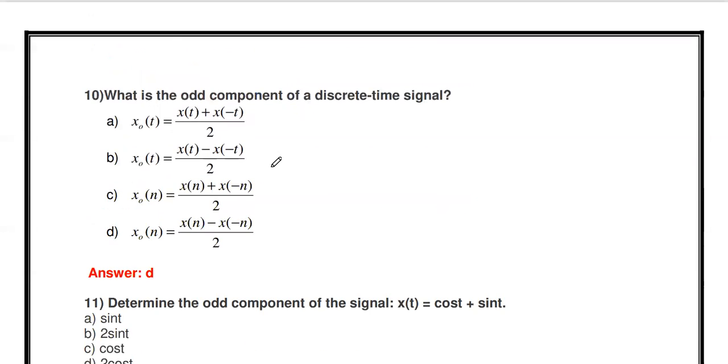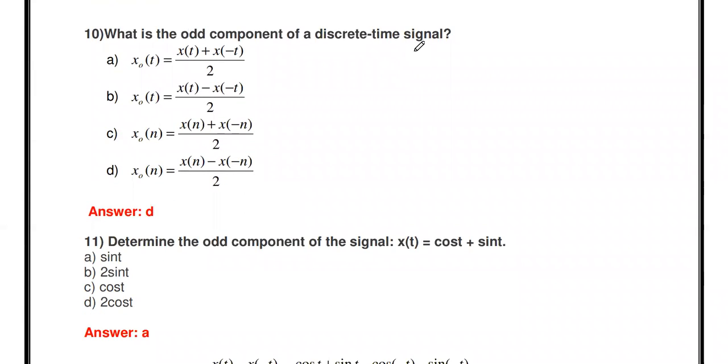Okay, then what is the odd component of a discrete time signal? The first one, we are adding x of t and x of minus t divided by 2. This is the even component, so this is wrong. And x of t minus x of minus t divided by 2 is an odd component, but it is for the continuous time signal. Here the question is the odd component of the discrete time signal. So the odd component x o of n is calculated by x of n minus x of minus n divided by 2. So this is the odd component of the discrete time signal.